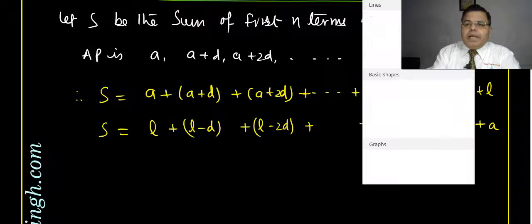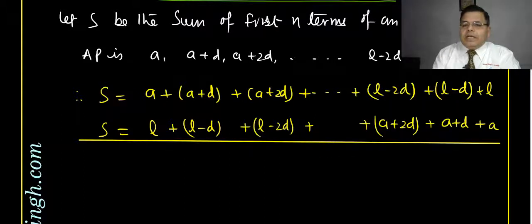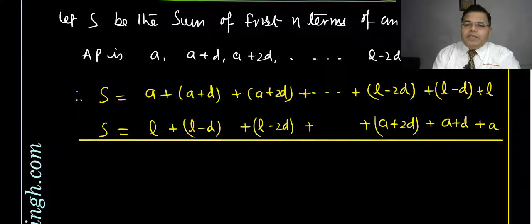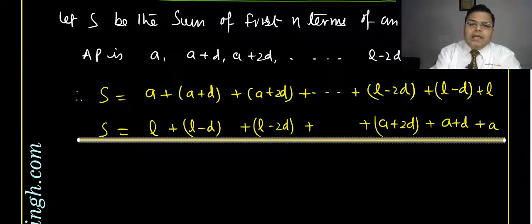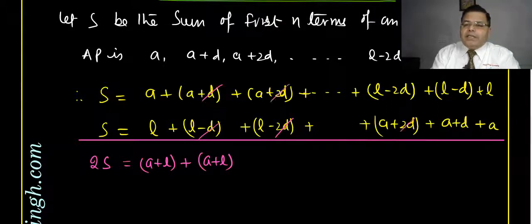So if I add them, then what will happen? Adding these two, S and S will be 2S, isn't it? So the total sum, 2S, will be A plus L here, and there will also be A plus L, because D and D will cancel, 2D and 2D will cancel. So it will be A plus L every time.